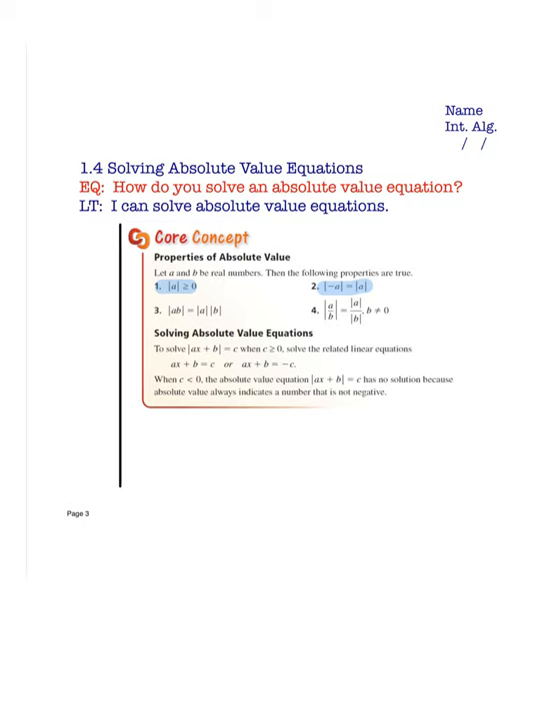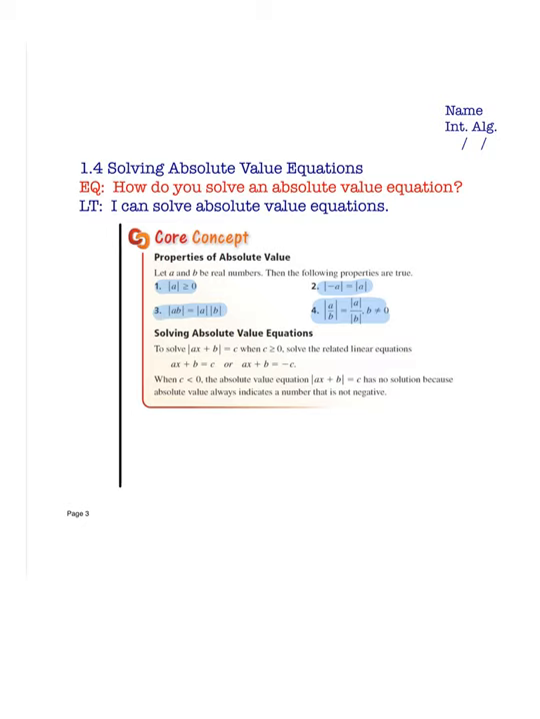All right, the absolute value of two numbers multiplying, or the product of two numbers, is equal to the absolute value of the first number times the absolute value of the second number. And the absolute value of a quotient, or the absolute value of two numbers divided by each other, is the same thing as the absolute value of the numerator divided by the absolute value of the denominator, as long as the denominator, or the number you're dividing by, is not 0.